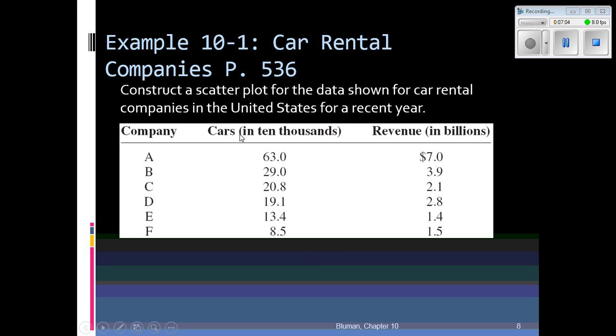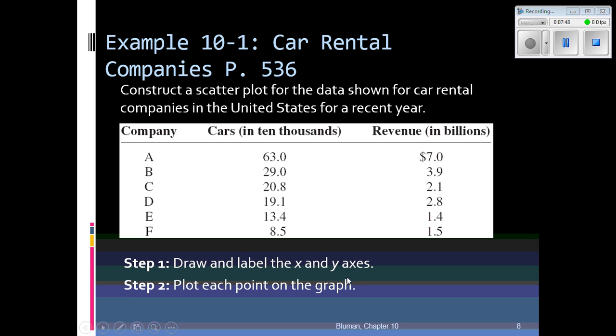So we're going to use this data as an example. This is how many cars were rented by car rental companies, and their revenue. So basically, how much money did they make? We want to see, does one have an effect on another? If you rent more cars, do you think your company makes more money? It would only make sense that you do, but does that actually happen? Here we go. This is in tens of thousands. So this is actually 630,000 cars. This is 290,000 cars. And this is going to be 85,000 cars, and so on.